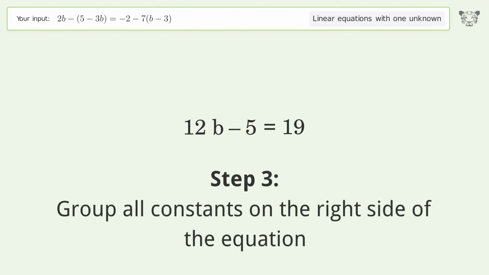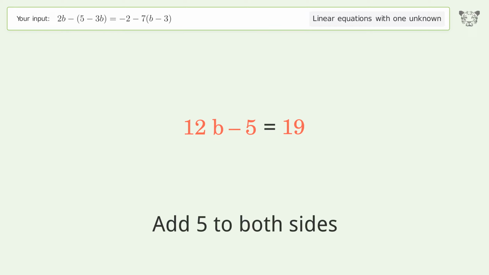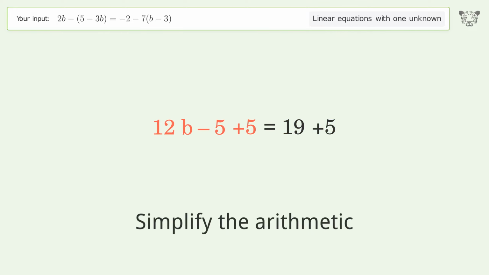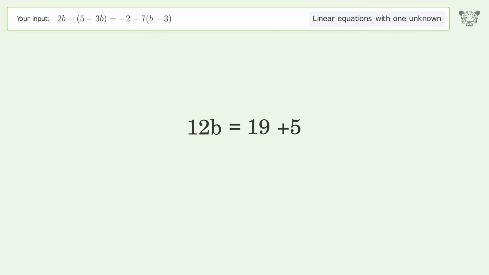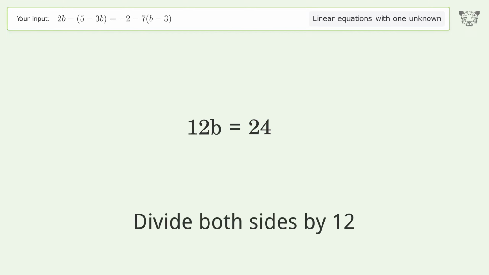Group all constants on the right side of the equation. Add 5 to both sides. Simplify the arithmetic. Isolate the b. Divide both sides by 12.